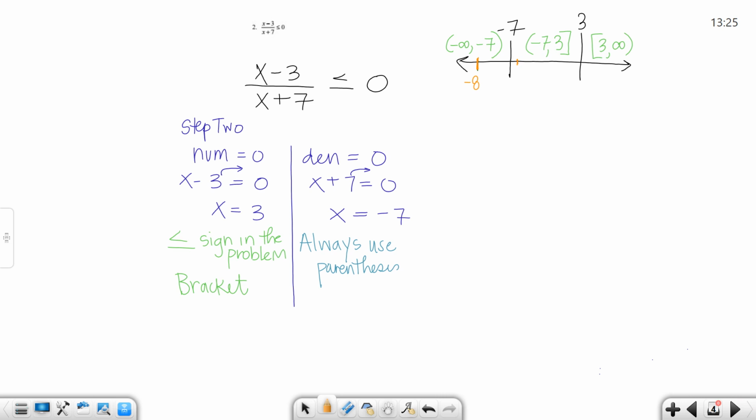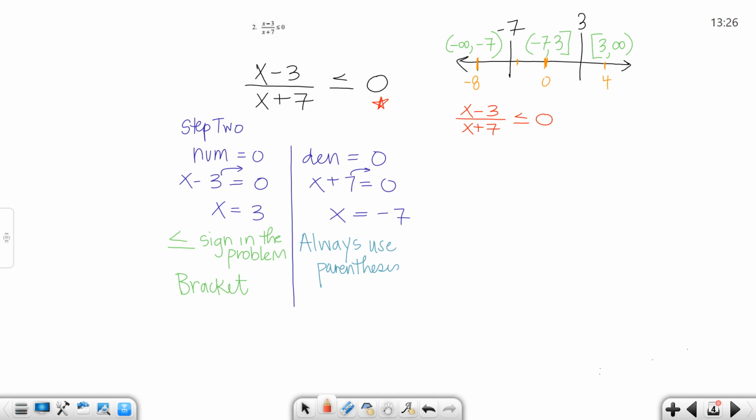Over here in the middle, I could pick negative 6, but I would prefer to pick 0. For those of you that don't like 0, then pick 1 or 2. Those are in that interval as well. And a number out here I could pick 4. Well, you say, what do I do with those numbers? Well, you plug them in, and you always plug them into the end of step 1. So I'm going to be plugging into x minus 3 over x plus 7, and I'm going to see if this inequality here is true.